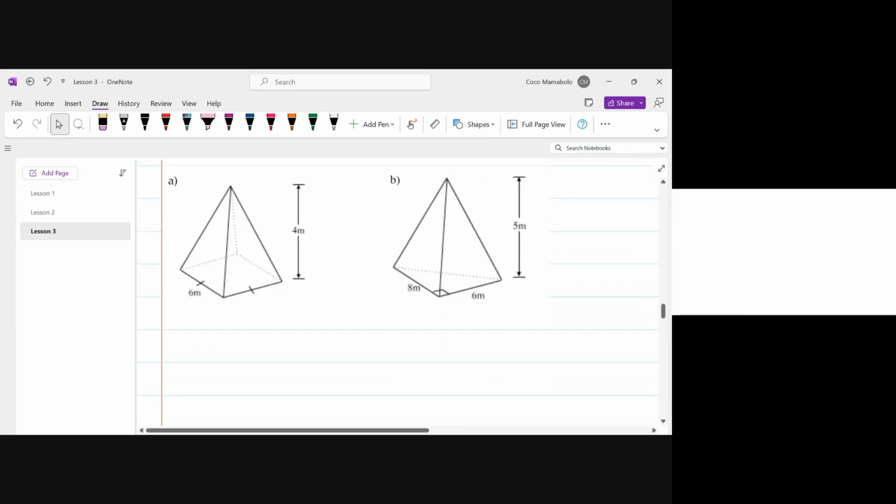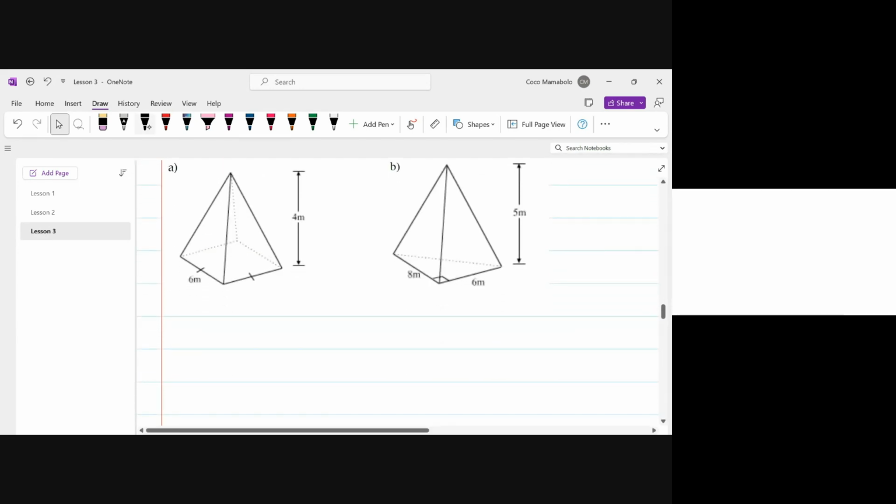Okay, let's look at the next 2 questions. I'm going to remind you guys that for these 2 pyramids, the volume is going to be 1/3 of the area of the base multiplied by the perpendicular height. And look at that, lo and behold, they have given us the perpendicular height in both scenarios. So this shouldn't be difficult at all. All we really need to do is calculate the area of our base.